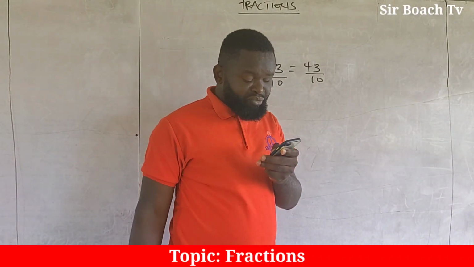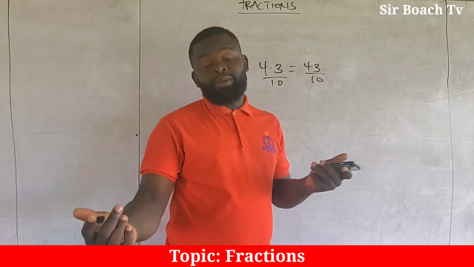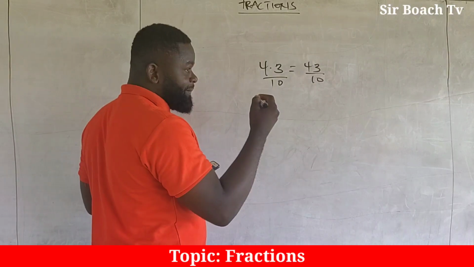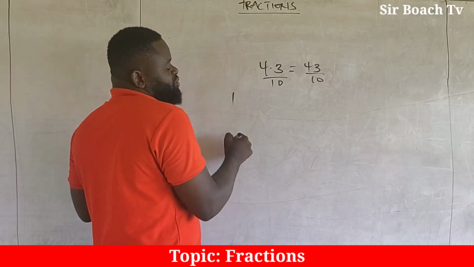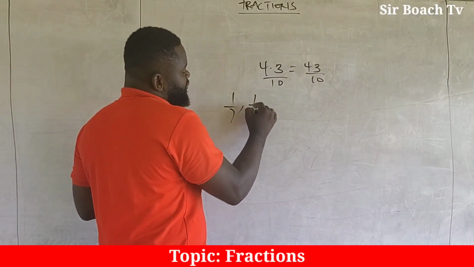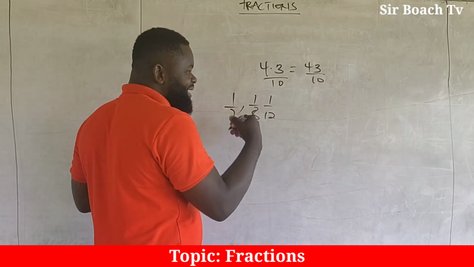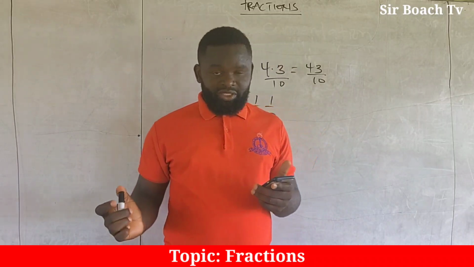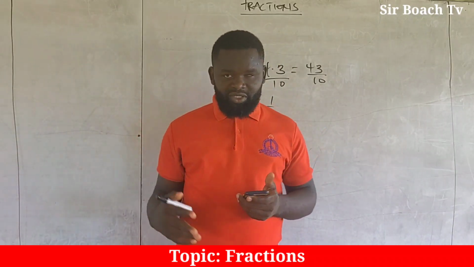Now we also have the unit fraction, which is a simple catch. If we have a fraction and the numerator is 1, so 1/7, 1/8, 1/12, any fraction with a numerator of 1 is called a unit fraction. So let's get on with the types of fractions.